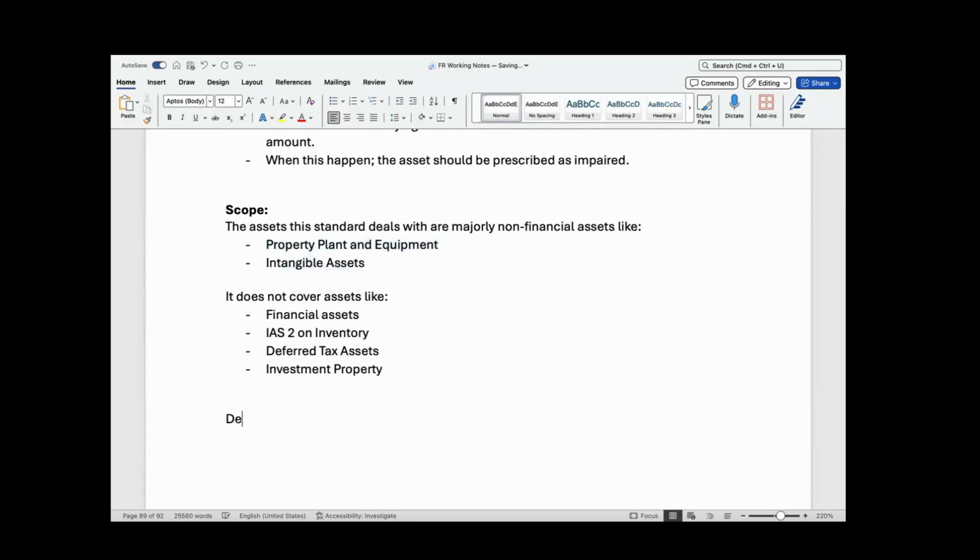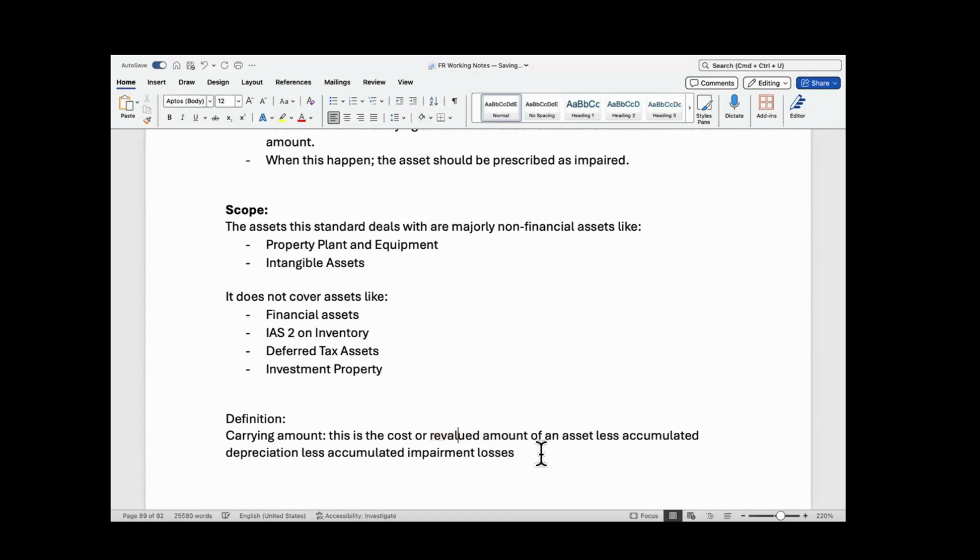Now, aside from the assets, you all know what carrying amount is. You all know that carrying amount is the cost or revalued amount of an asset less accumulated depreciation less accumulated impairment losses. We all know that already.